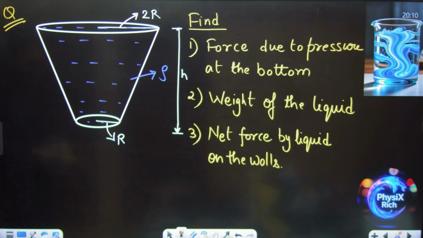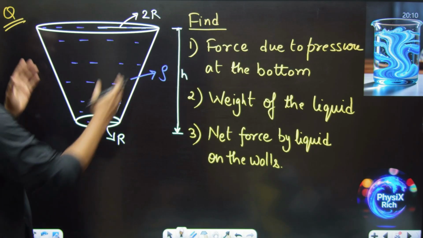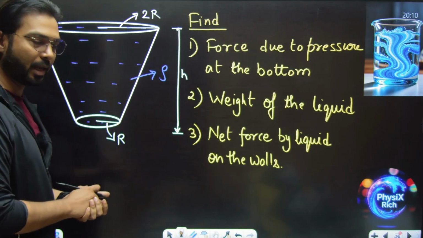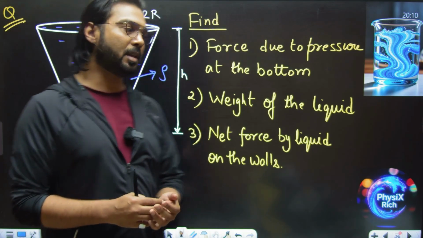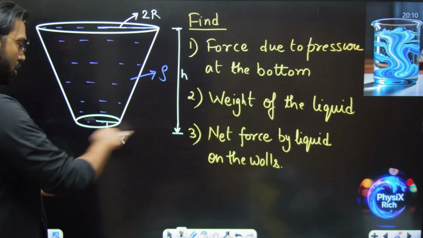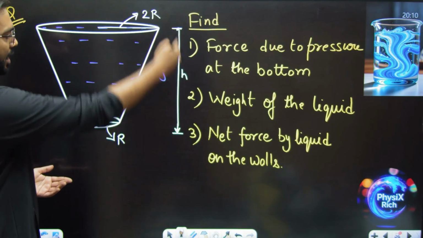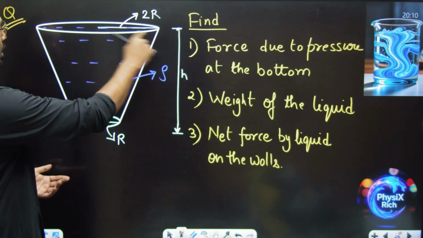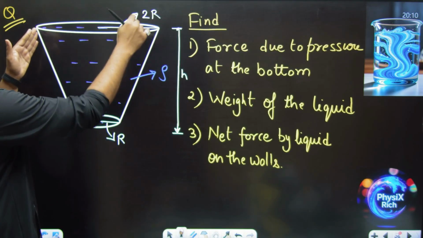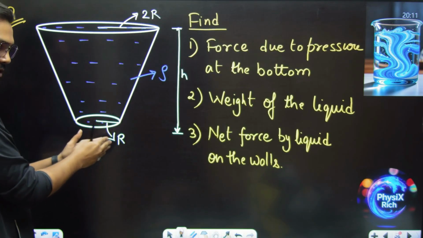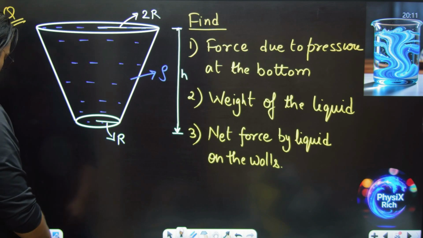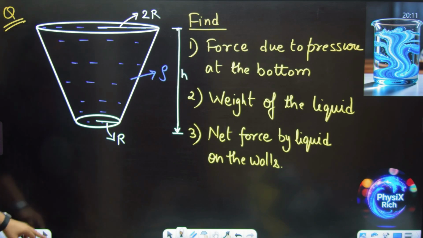What do we have here? We have a frustum. Okay, what is a frustum? A frustum is basically just a cone which has been chopped off at a certain height. Okay, this frustum has a height of h. It has a bigger surface over here which has a radius of 2r, smaller one over here which has a radius of r.